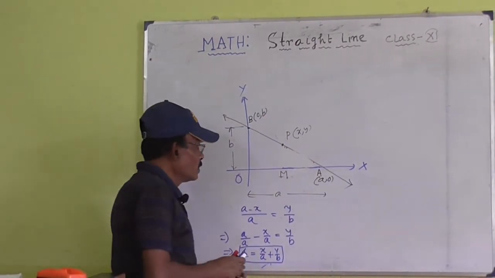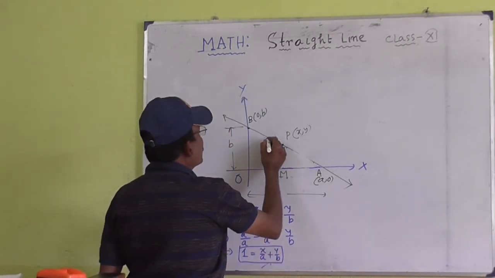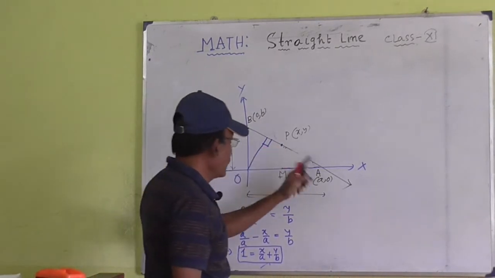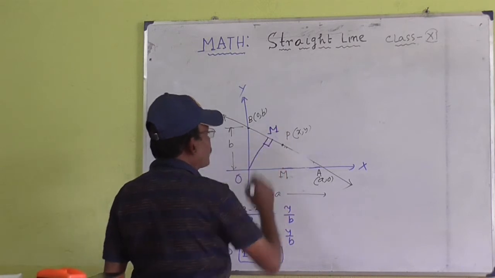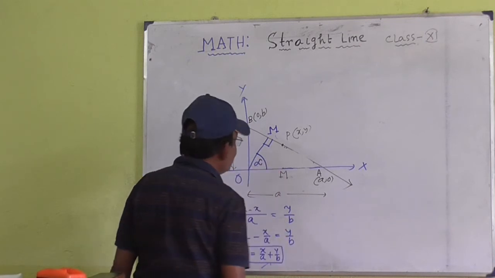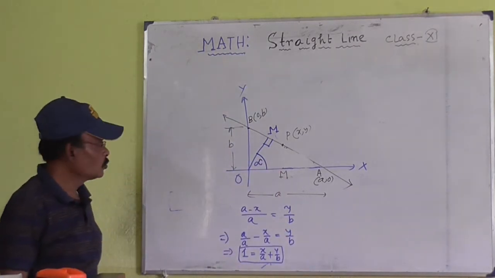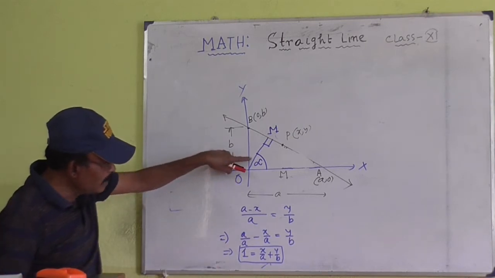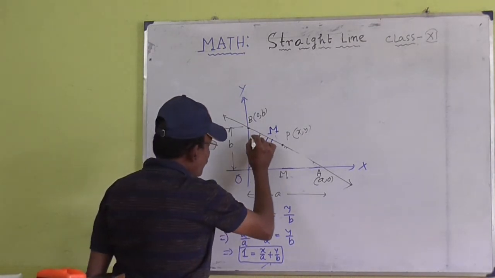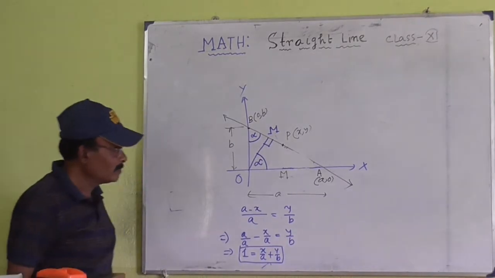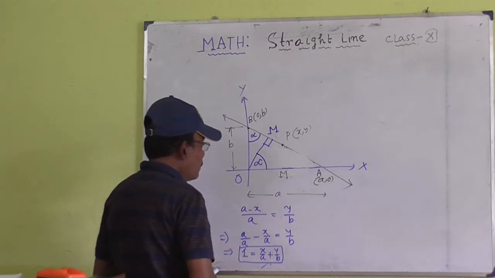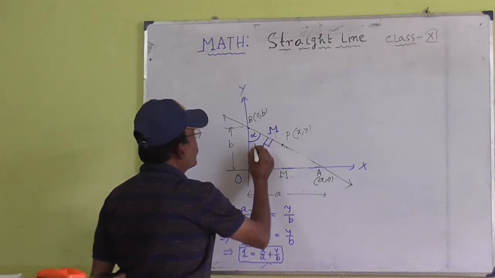What is the normal form? We construct the normal, that means the perpendicular from O on AB. Let us take it as M. Let us take this angle B as alpha, so this angle is 90 minus alpha, and this angle B is alpha. Clear? Let the length of this OM be P, the length of the normal.